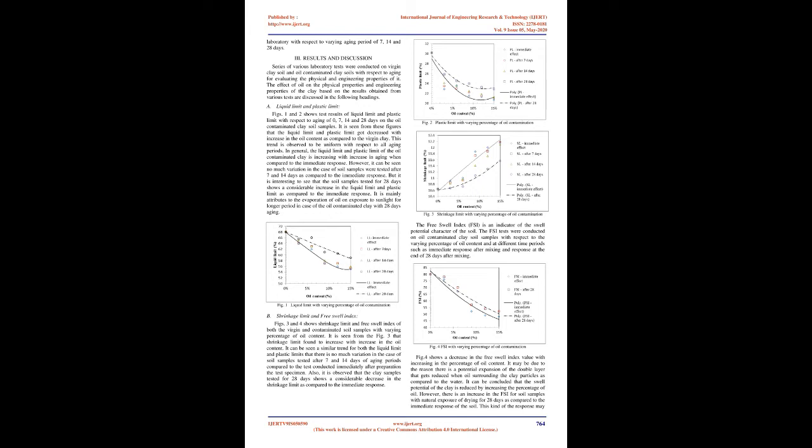2. Materials and methods. Clay soil samples were collected from Velachery, Chennai, in India, and were air-dried and pulverized before being used for the detailed laboratory investigations. Tables 1 and 2 show the basic properties of the clay soil and engine oil used in the study respectively. Table 1: Index properties of virgin clay soil. Basic properties, results. Clay soil samples were prepared by adding engine oil in varying percentages of 0, 3, 6, 9, 12, and 15% to the dry weight of the soil.